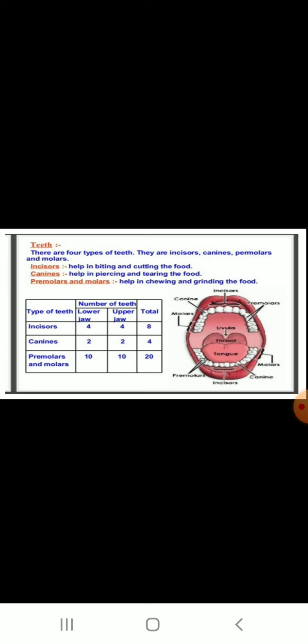So here a table is given: type of teeth, incisor, canine, premolar. The number of teeth in the lower jaw and upper jaw: you can see incisors 4 at the lower and 4 in the upper, so total 8. Canines 2 below, 2 above, that is 4. Premolars and molars 10 plus 10, 20. In total, on average, 32 teeth are present in the mouth of an adult.